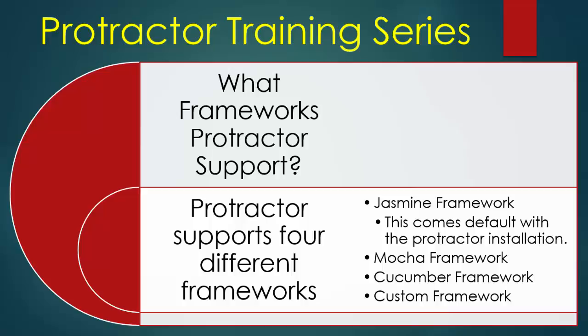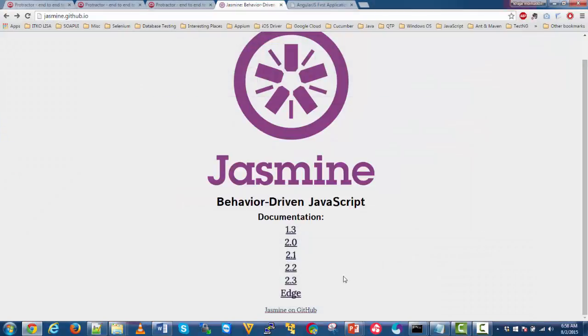In this video, we are going to discuss the frameworks that Protractor supports. So, as you can see here, Protractor supports four different types of frameworks. First one is the Jasmine framework, which comes default with the Protractor installation. The second one is the Mocha framework, third one is the Cucumber framework, and the fourth one is the Custom framework. So let me take you back to the URL.